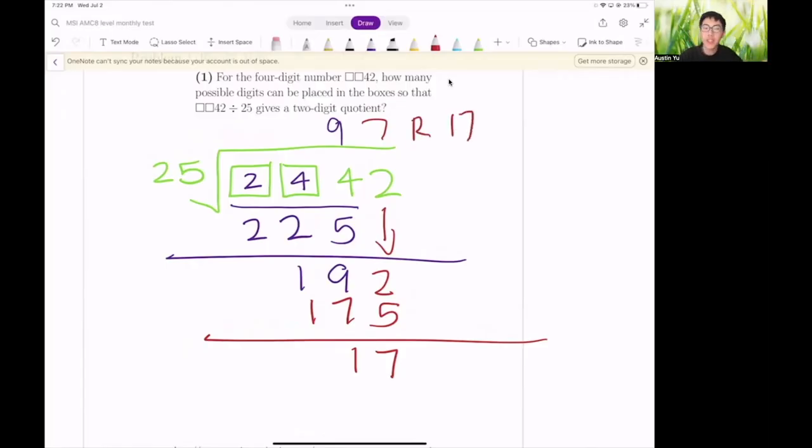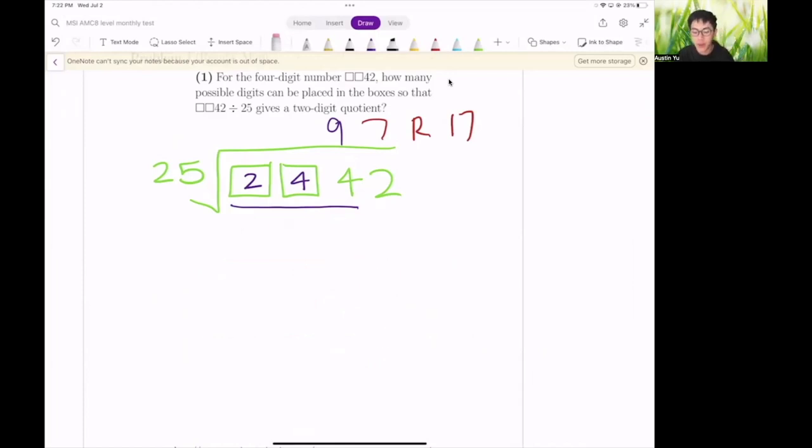So now we know that 2,442, I'm giving you guys this, is the largest four-digit number that can work. So what about all the other numbers that can work? Well, this time, you can just plug in whatever numbers, right? It's not that many.